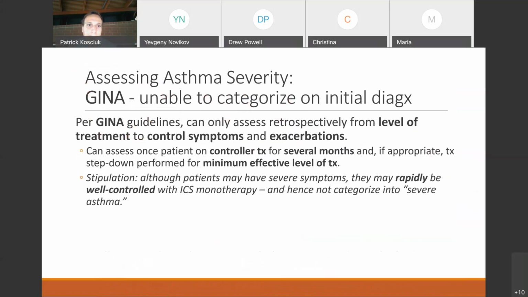Because someone can have an insanely severe score, severe symptoms, but if they just do ICS low dose monotherapy, they can all of a sudden rapidly be well controlled. So that does not mean that they have severe persistent asthma based on their symptoms with a new diagnosis, because they're on very minimal therapy. And so you should not categorize people as severe asthma, right? You have to be on controller therapy for several months in order to say how severe someone is.